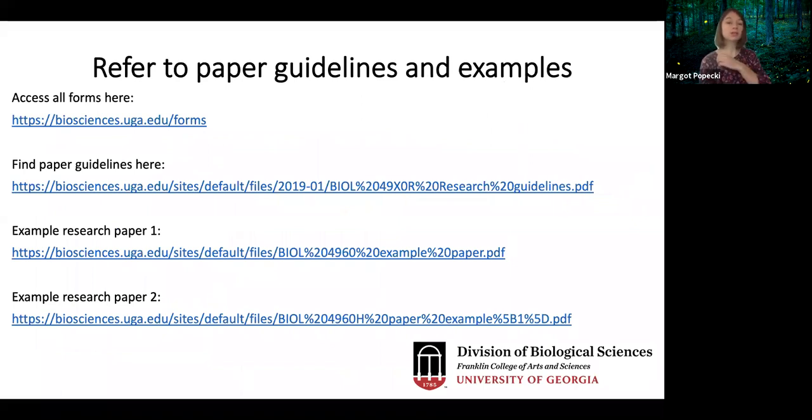So before you get started with your outline or your writing, I would suggest to visit these 2 research paper examples that are posted on the Biosciences website. These are examples of strong research papers, so you can refer to them to model your own work. Pay attention to, again, what terms they use and how they define them, the organization of the paper, how they make their figures and tables and label those things, and also just in general, the stylistic elements of their writing. This could really help you in your own work.